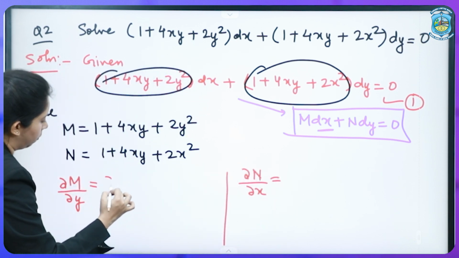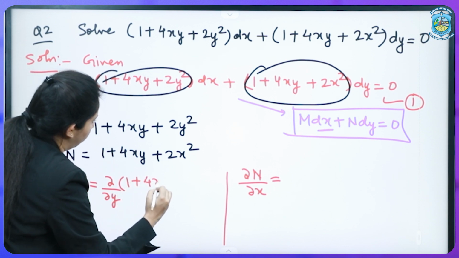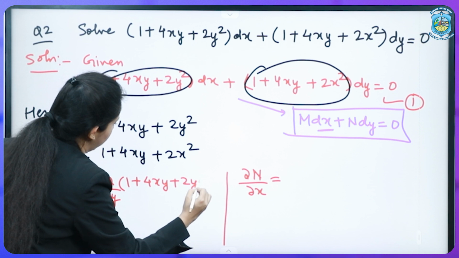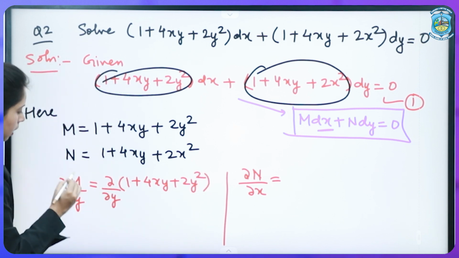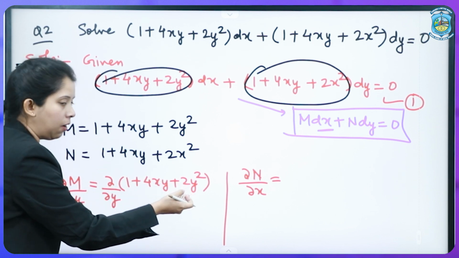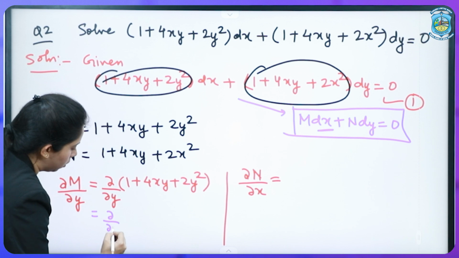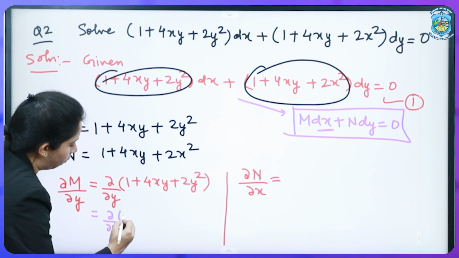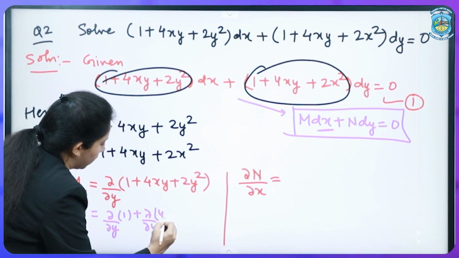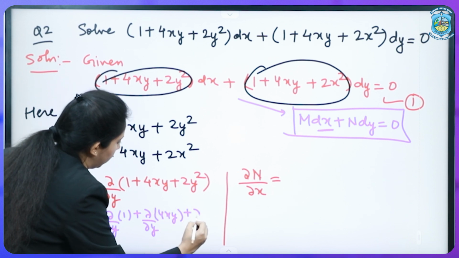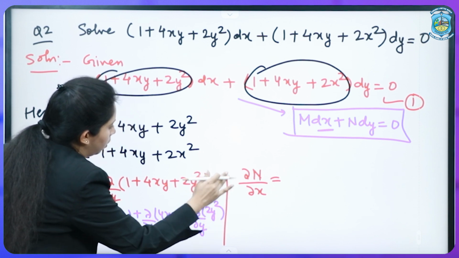So, here we have to differentiate m with respect to y. So, that is 1 plus 4xy plus 2y square. Again, we will use the rule of differentiation, that is the derivative of sum of 3 functions will be equal to the sum of the derivative of the functions. So, this will become del by del y of 1 plus del by del y of 4xy plus del by del y of 2y square. So, this we will solve.